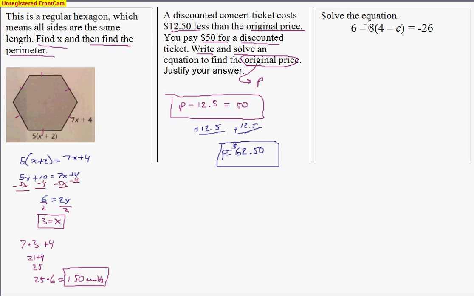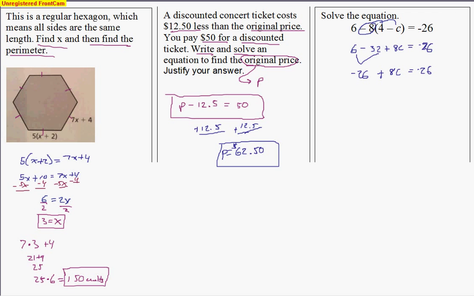Last one here. We have to solve this equation, so I'm going to take -8 and distribute it over that subtraction. So I end up with 6 minus 32 plus 8c, because notice how a negative times a negative makes a positive. And so from that point, I'll collect these two terms. I get -26 plus 8c equals -26.